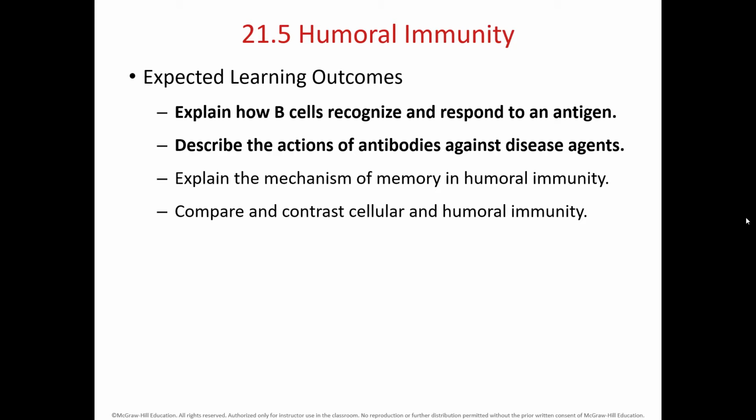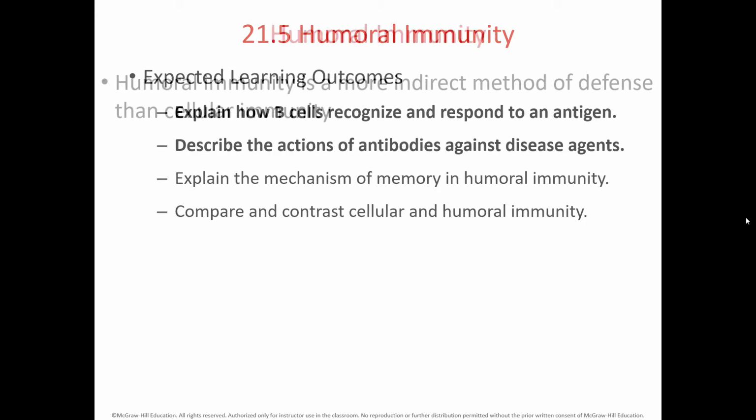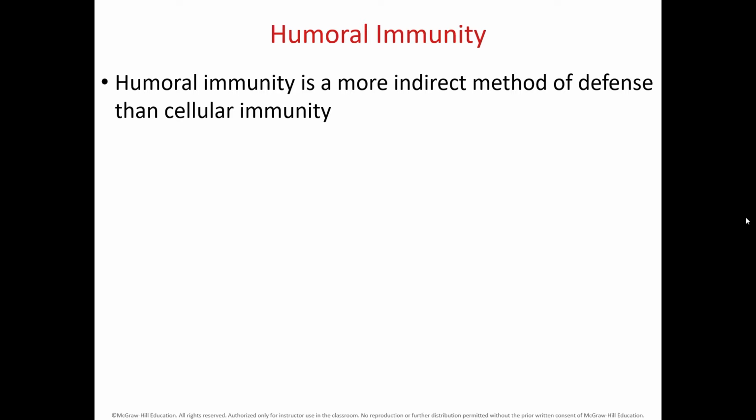In this video, we are going to talk about humoral immunity, how the B cells recognize and respond to an antigen, as well as the actions of antibodies. So with humoral immunity, this is a more indirect method of defense than cellular immunity. Remember, with cellular immunity, we are directly destroying cells that either are infected, that are cancerous, or possibly cells that are foreign, such as bacterial cells.